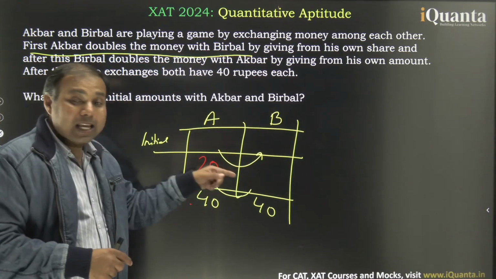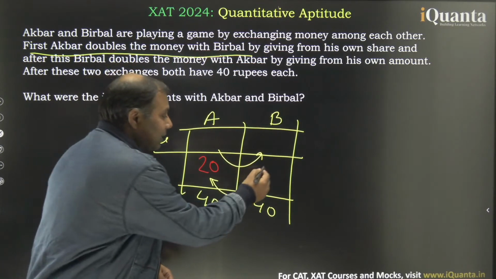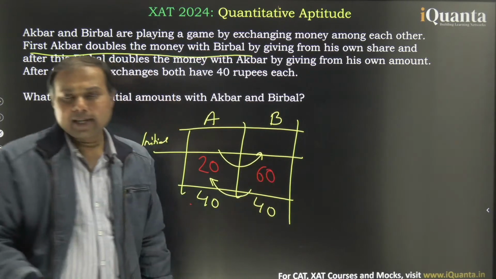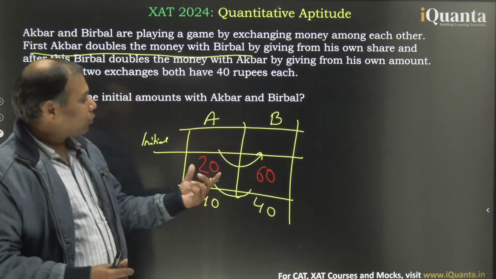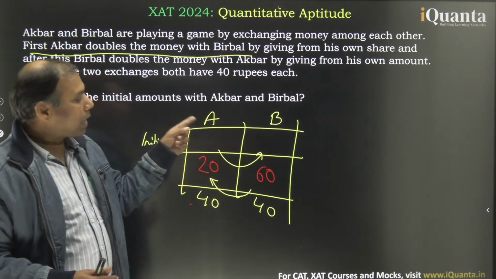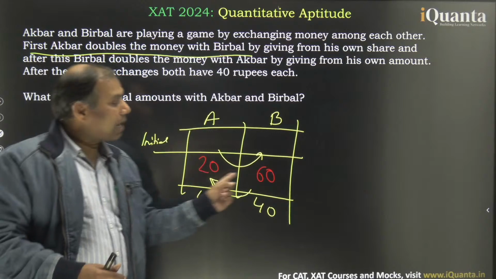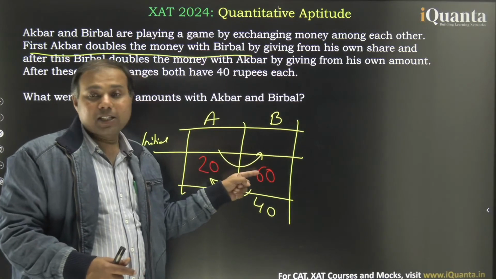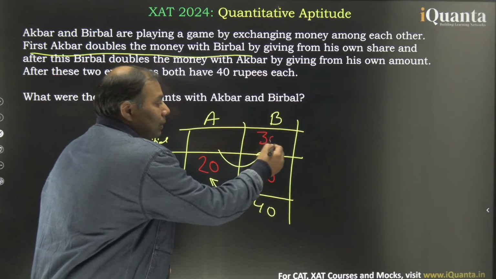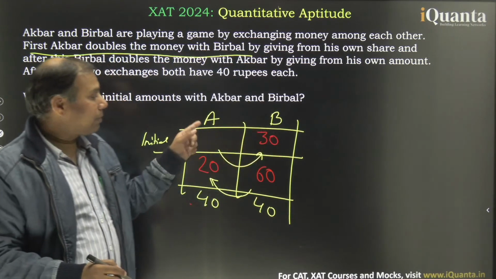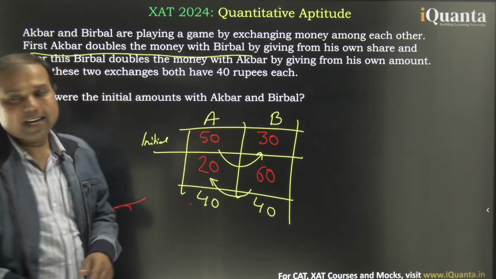So before giving to Akbar, Birbal must have how much? 20 more than this, that is 60. Right? And we just need to do one more iteration in the reverse order. So this situation happened after Akbar doubled the amount of Birbal. That means after doubling, Birbal is having 60, and before this he must have had 30 rupees. So he was given 30 rupees by Akbar, so Akbar must have had 50 rupees initially. So these were the initial amounts.